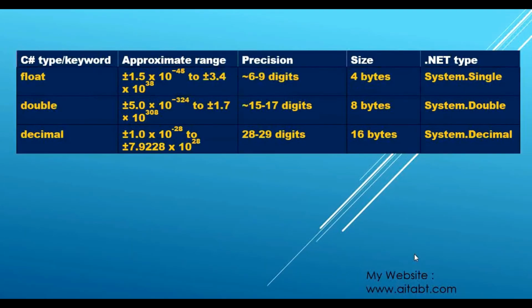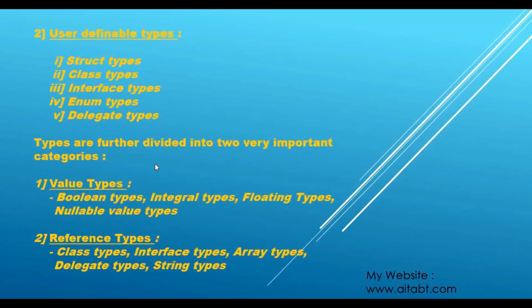Now what are the next types? That is float, double and decimal. Again I want to tell you that I will not show you all these data types. I will show double or maybe float only, because float, double and decimal are of the same kind. Maybe there are different .NET types, that is Single, Double, Decimal, but they are all floating types, as we have seen in the first slide.